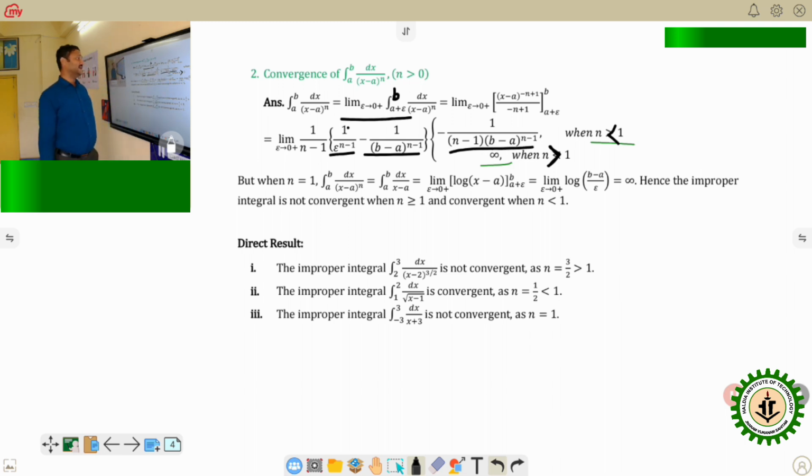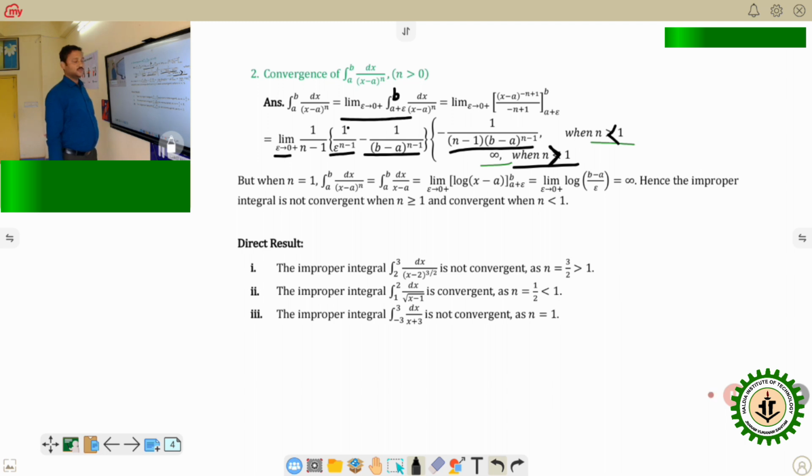And what will happen when n is greater than 1? If n is greater than 1, in that case epsilon will be in the denominator, and as epsilon goes to 0, 1 by epsilon to the power n minus 1 will go to infinity. So therefore, when n is greater than 1, we are not going to get a convergent integral.